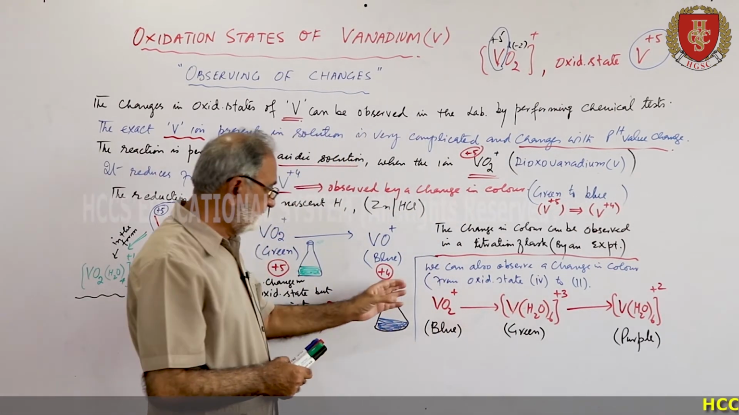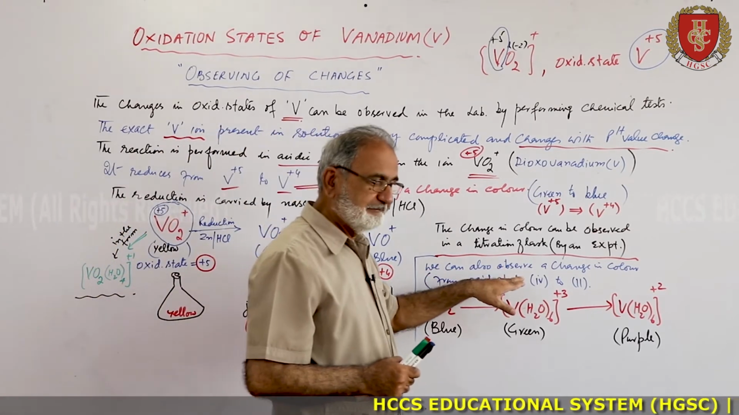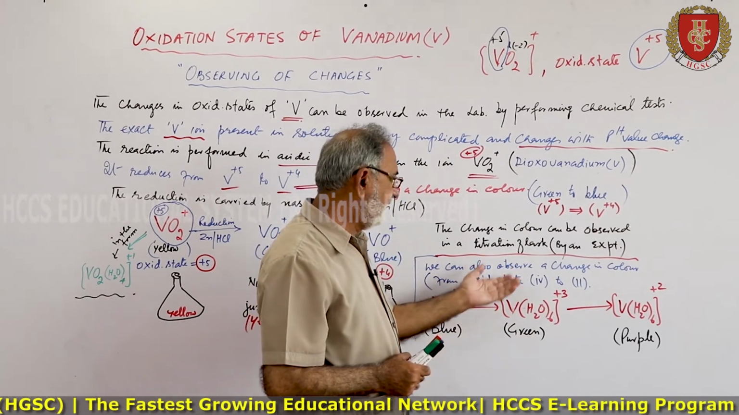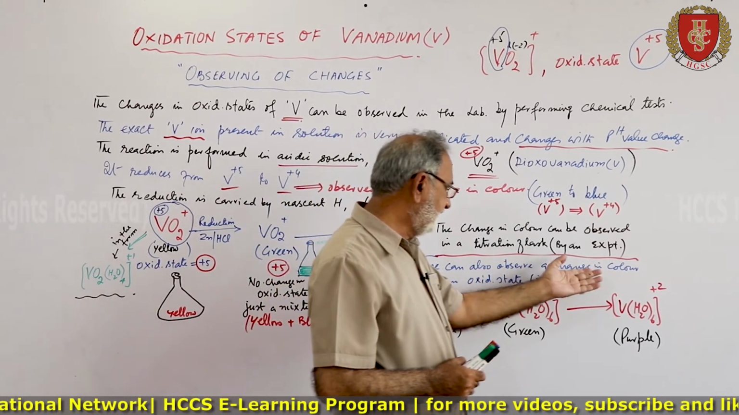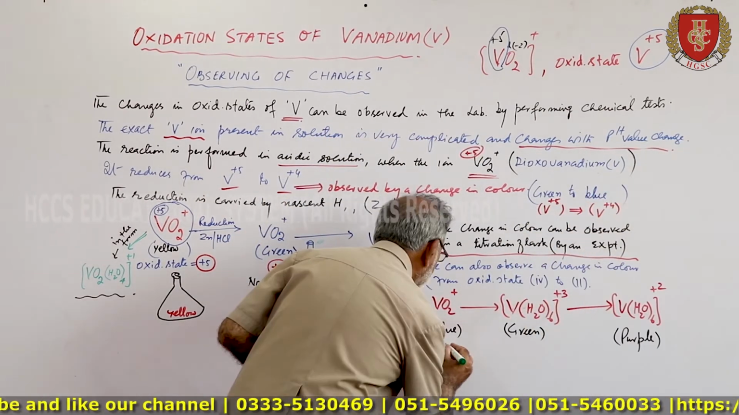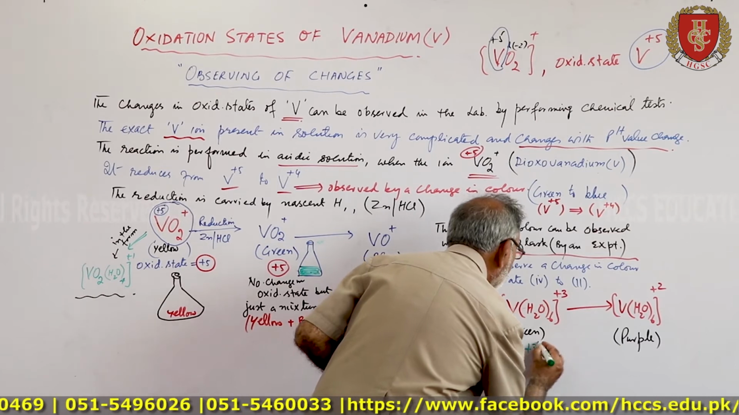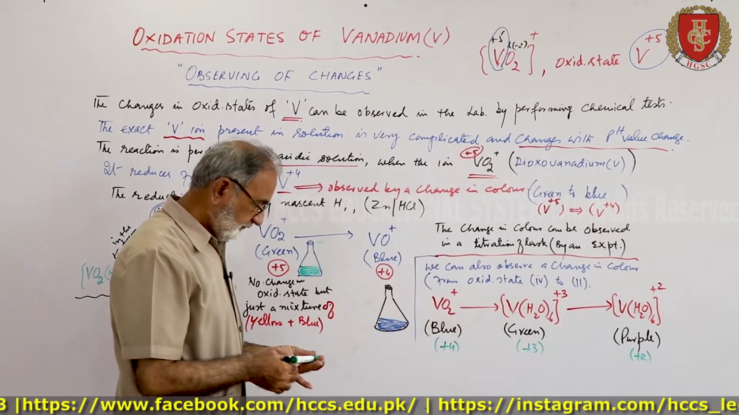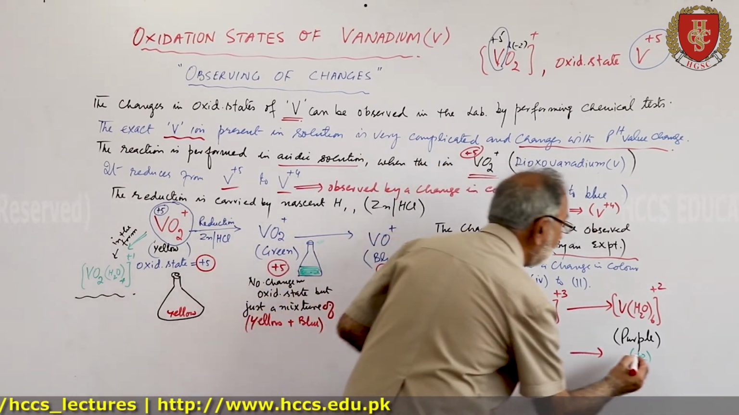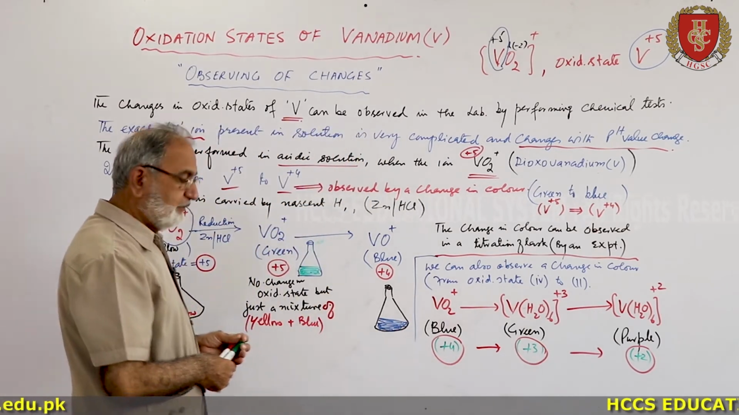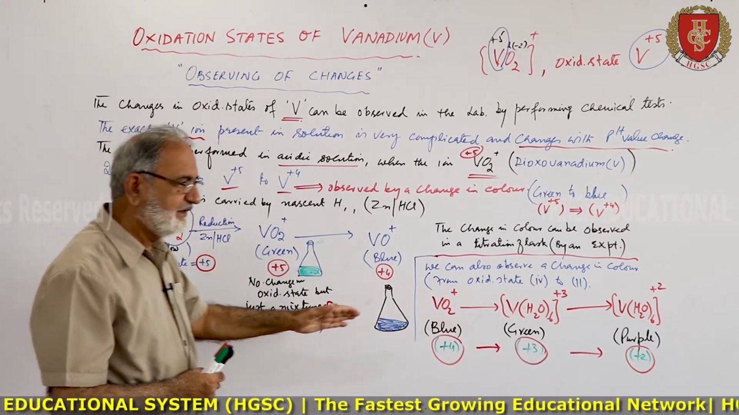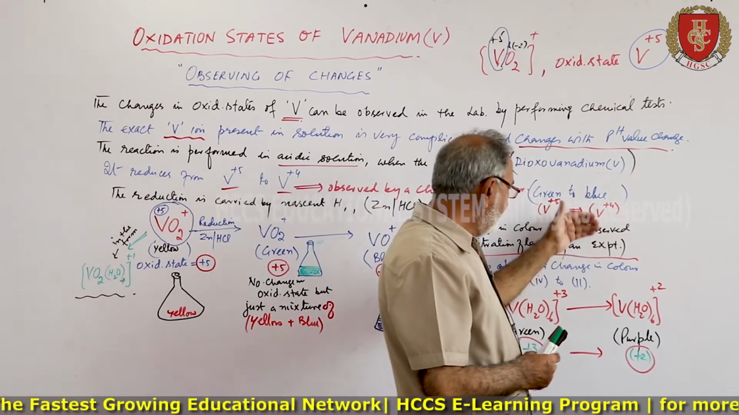So here we can also reduce further, or have the oxidation change, and we can observe this change in color: the oxidation states +4, +3, +2. So the change in color, this is +3, +4 and +2. So we can observe the change in color as well. That is how we can describe this change.